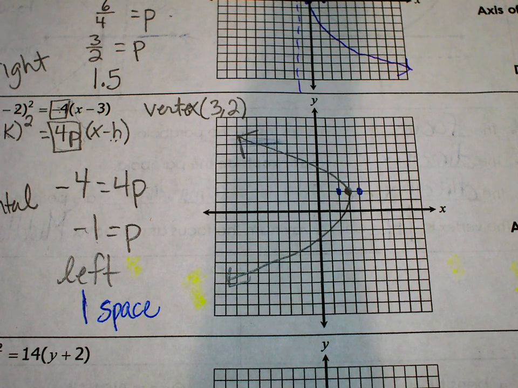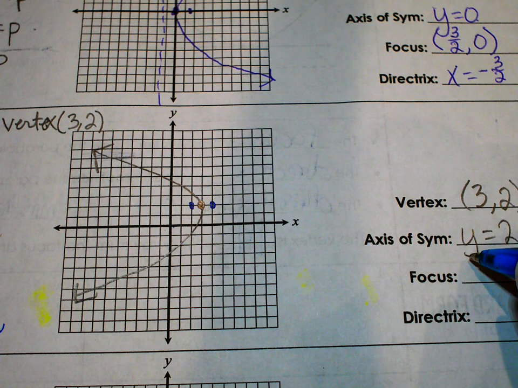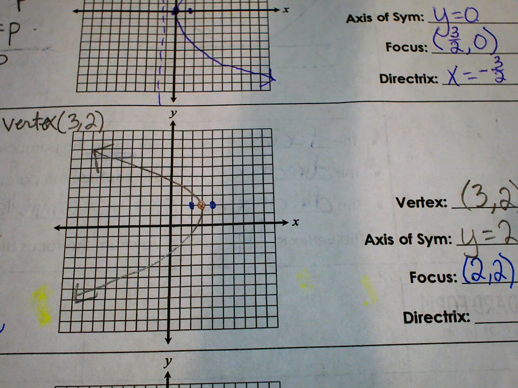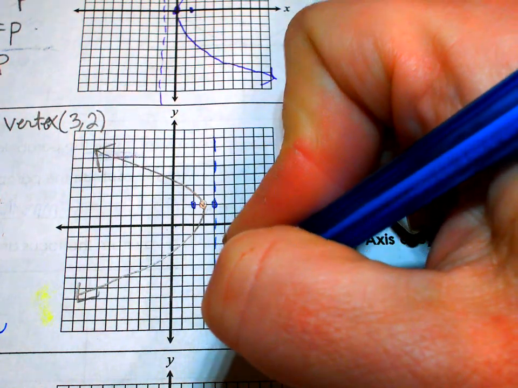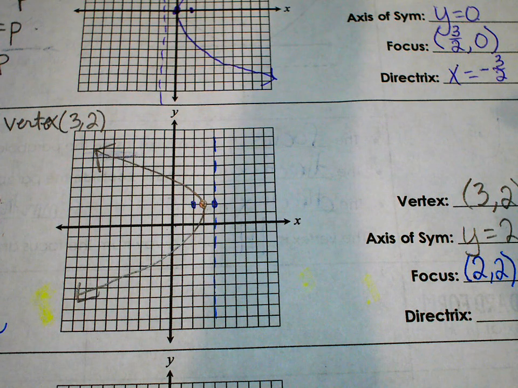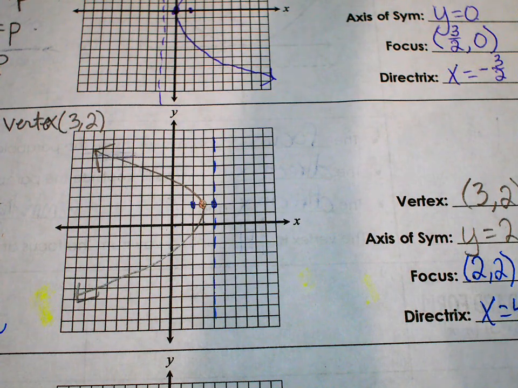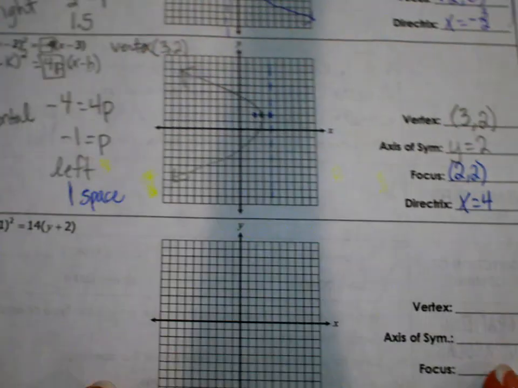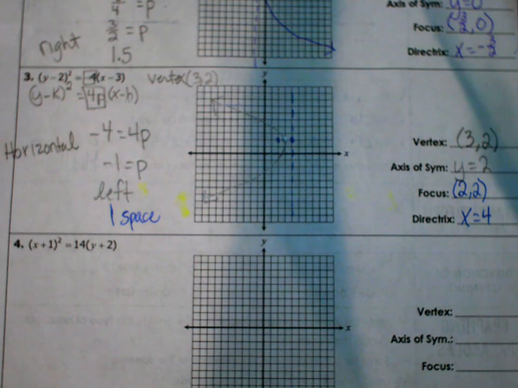Okay, let me focus that. Since it's facing to the left, I know that the inner point is my focus. That ordered pair is 2, 2. So I'm going to write 2, 2 for my focus. And my directrix is this here. On the opposing side, same distance, P is my distance away. So my directrix line is going to be at x equals 1, 2, 3, 4. x equals 4. Okay, so there is number 3, in case you needed to look at it again.